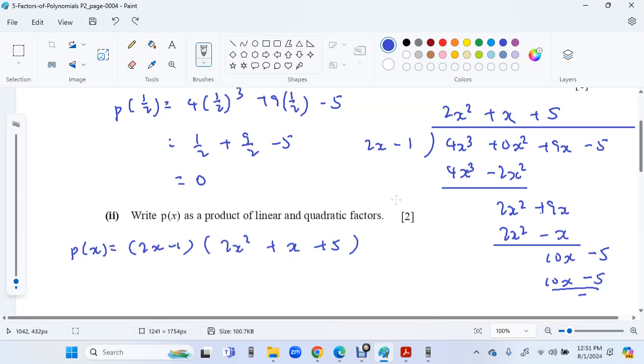Yes. So they want us to write it as a product of a linear and a quadratic factor.